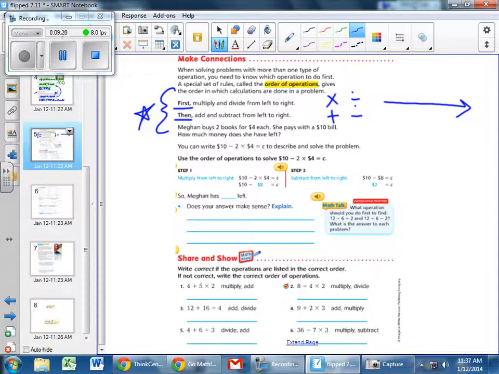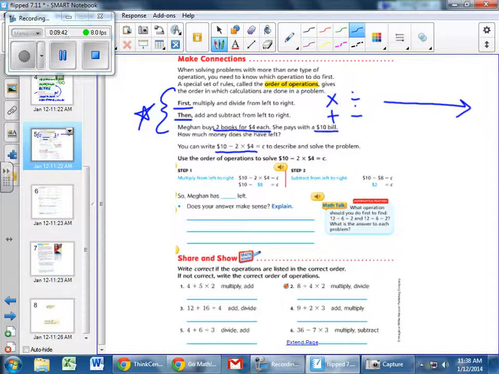Okay, so let's try one. Megan buys 2 books for $4 each. She pays with a $10 bill. How much money does she have left? So you can write the problem $10 minus 2 times 4, where C is equal to... describe and solve the problem.